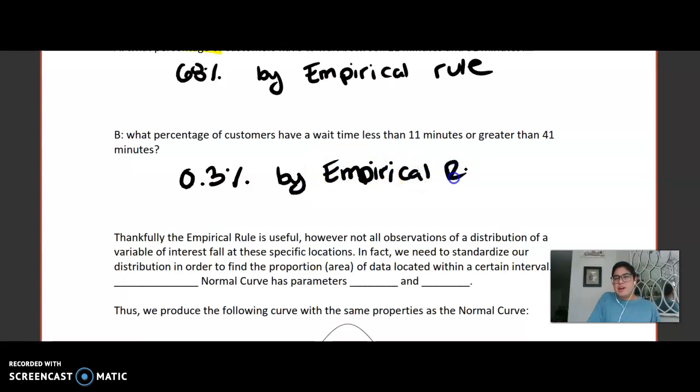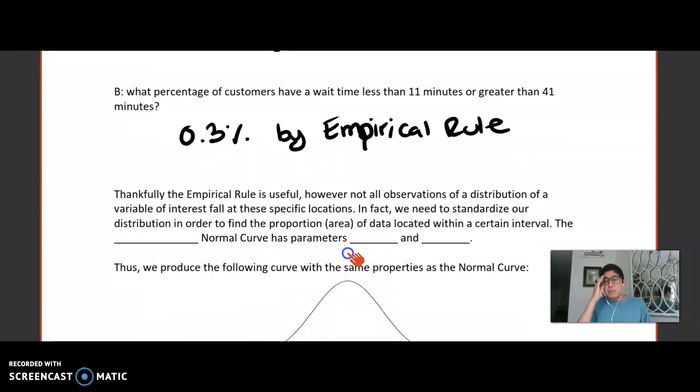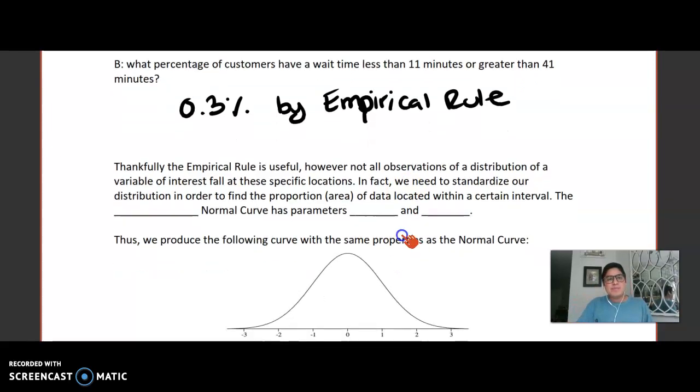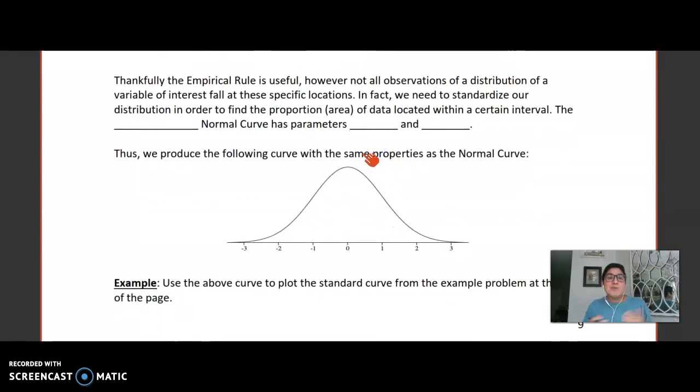So again, it's not very common to see this on the free response section. It might show up, at least the reasoning behind it, in the multiple choice, but we're just going to do some math practice on this just because it's not heavily tested on the AP exam. Now, thankfully the empirical rule is useful.